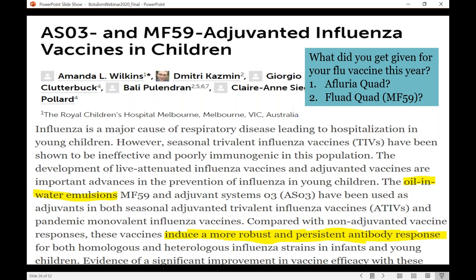We are not all given that vaccine for economic reasons, because I assume that to Medicare, a Fluad costs about $60 to the government, and an Afluria probably costs about $20.